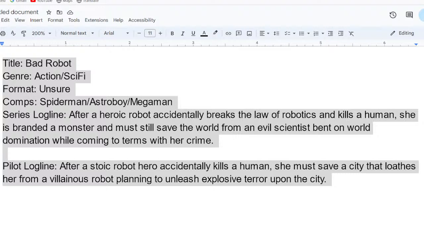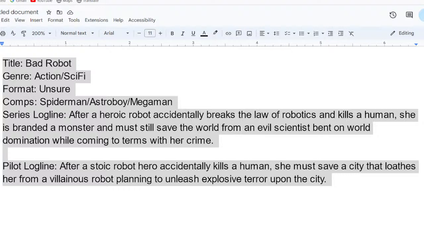Why don't you read out the logline for us? After a heroic robot accidentally breaks the law of robotics and kills a human, she is branded a monster and must still save the world from an evil scientist bent on world domination while coming to terms with her crime. All right. Thanks for that.